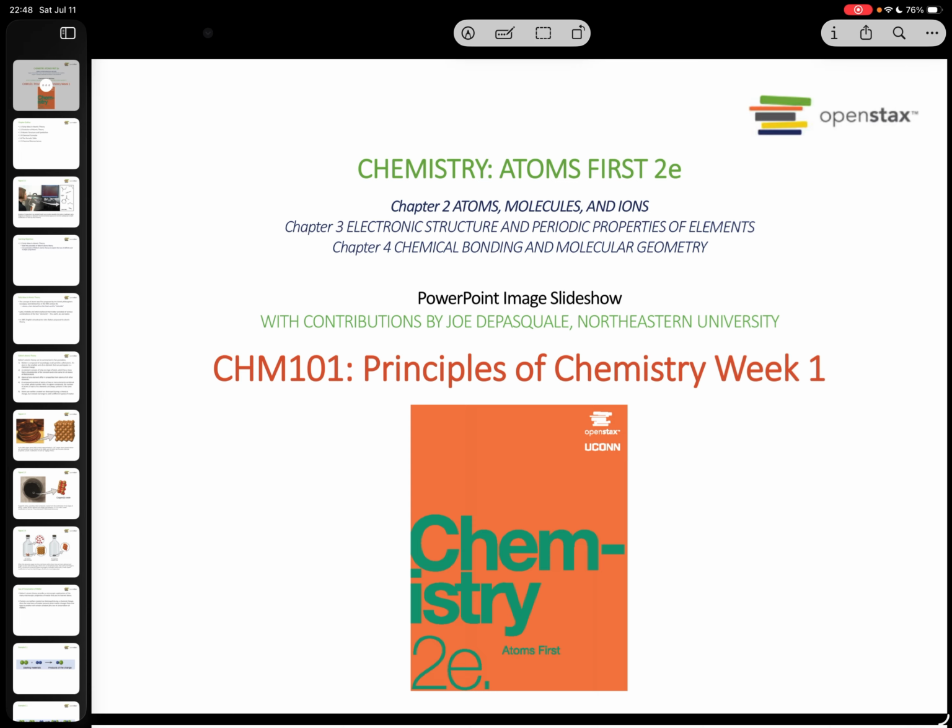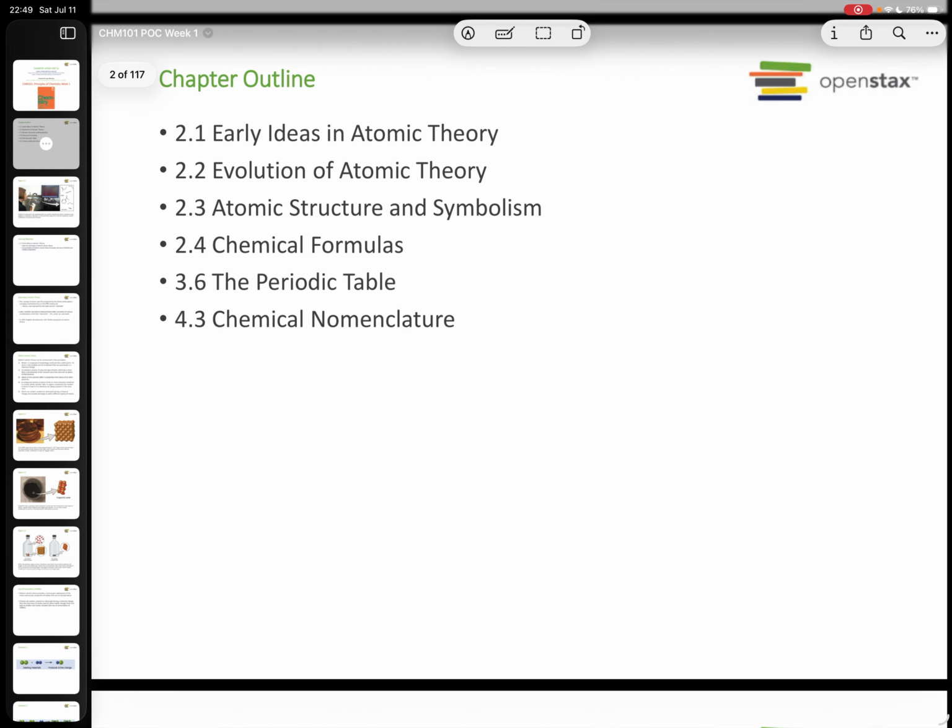So we will discuss here using our reference, Chemistry: Atoms First, second edition. We will be covering chapters 2, 3, and 4. Pero dun sa chapters 3 and 4, mga selected lessons lang muna, no? To equip you on the whole course and also sa mga succeeding lessons natin. So for the outline, here's the chapter outline.